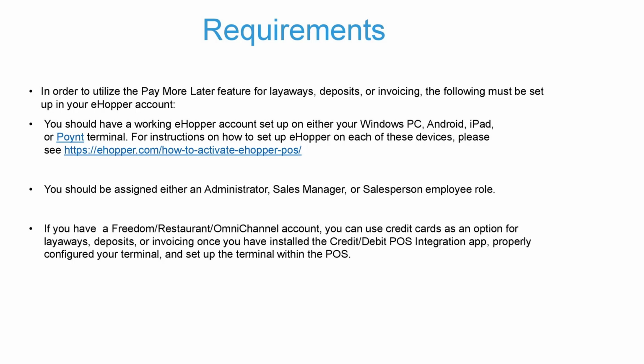You should have a working eHopper account set up on either your Windows PC, Android, iPad, or Point terminal. For instructions on how to set up eHopper on each of these devices, please see https://ehopper.com/how to activate eHopper POS/. You should be assigned either an administrator, sales manager, or salesperson employee role.